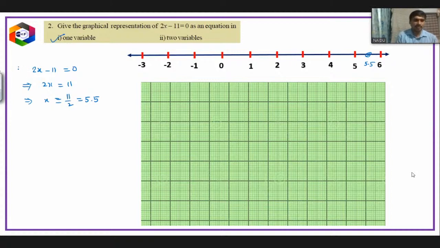Now I'm going to take the second part. That is, now I'm going to take it as two variables. That means 2x minus 11 is 2x plus 0y minus 11 equals 0. y you can take any value, because 0 into anything is always 0 only. It will not change. As I said, 2x is equal to 11 and x is equal to 11 by 2.